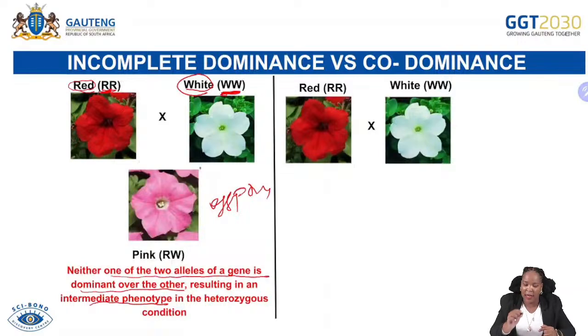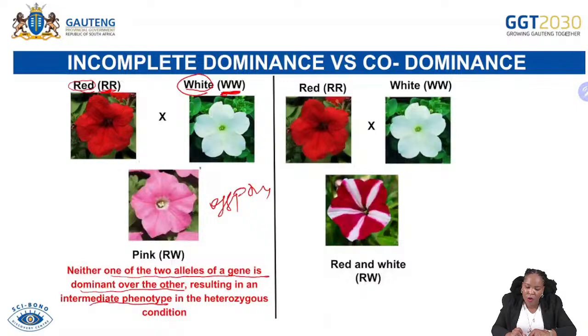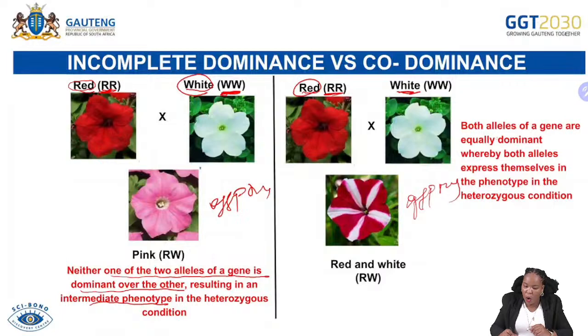Now, what is codominance? Let us take a look at the example that we have here. If you cross a red flower, look at the letters also, homozygous dominant, with a white flower, also homozygous dominant, meaning white is dominant in its own way. Red is also dominant in its own way. Then you cross those. What are you going to get? The offspring will have both colors, as both genes are equally dominant and they express themselves in the phenotype in a heterozygous condition.